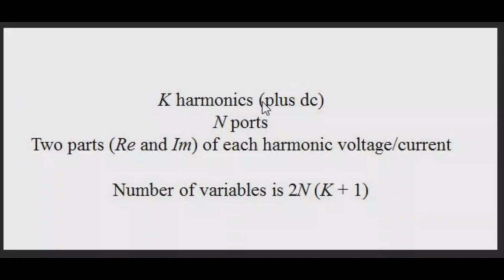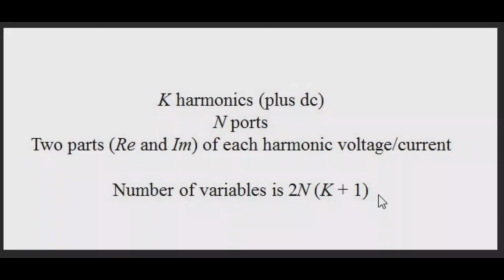So let's say we have some K harmonics, and we'll talk later about what that K should really be, plus DC. And we have N ports, of course, at the interface. And of course, the voltages and currents each have a real and imaginary part. So there's two parts for each one. Multiply those together, you get 2 times N times (K plus 1) variables that you have, and I might add 2 times N times (K plus 1) current conditions.